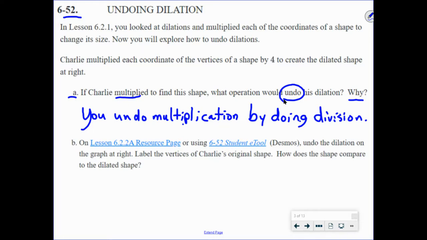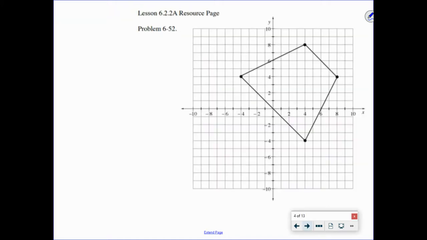Then the next part says, using lesson 622A, the resource page which I was telling you about, undo the dilation on the graph at right, which I'll show you in just a second. Label the vertices on Charlie's original shape. How does a shape compare to the original or to the dilated shape? So here's what we're going to do. Here's our shape, and this is on your handout, okay? So you should have this on you right now. Otherwise, get it right now from the packet or print it out.